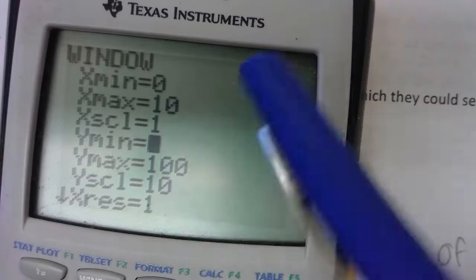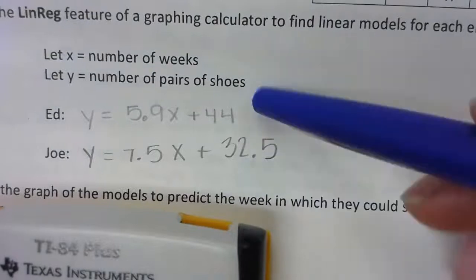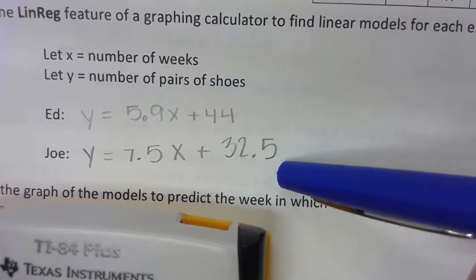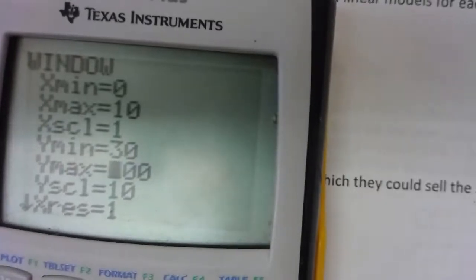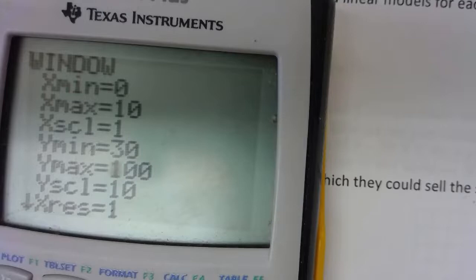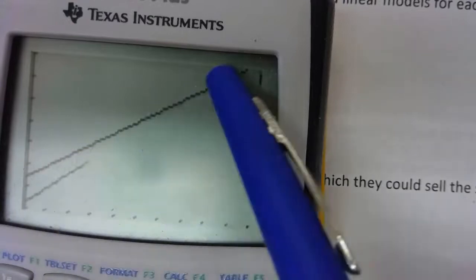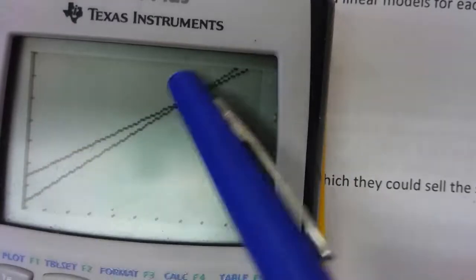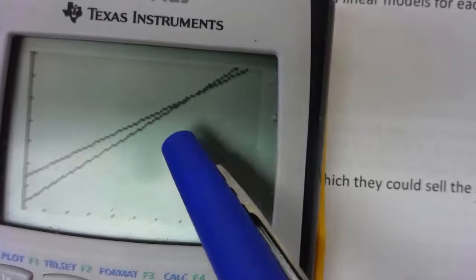My y min, well, that needs to be my y-intercept. So which intercept is smaller? Yeah, so I'm going to make my y min 30. Because there's not ever going to be less than 32.5 because it's positive slopes and that's my y-intercept. So now I'm going to hit graph. So this line represents Ed. This line represents Joe. Does it appear that the two lines cross? The answer is yes.